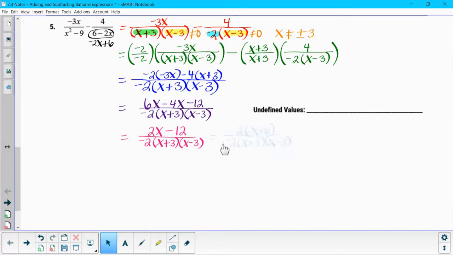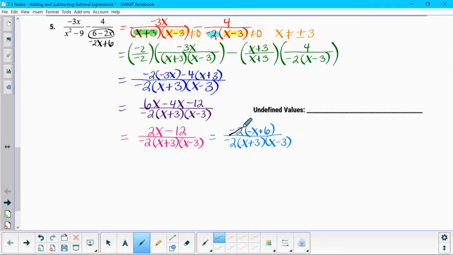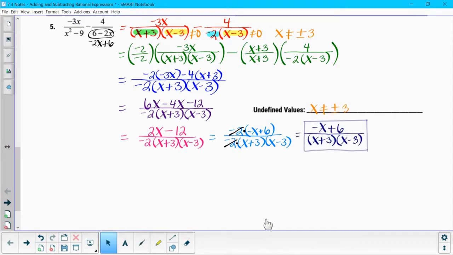So I'm going to take from my numerator a GCF of negative 2. That's going to leave me with negative x plus 6. And now that I have that, I can go in and cancel out this negative 2 and this negative 2 because it's multiplication, multiplying by these parentheses. Therefore, they get to be canceled. Now, my final answer ends up being negative x plus 6 over x plus 3, x minus 3, where x cannot equal plus or minus 3.